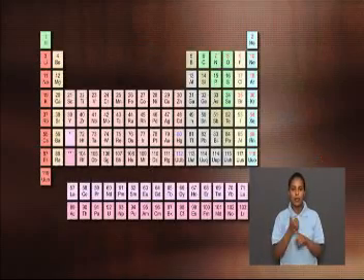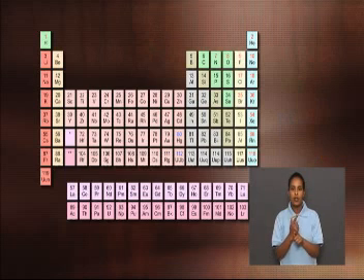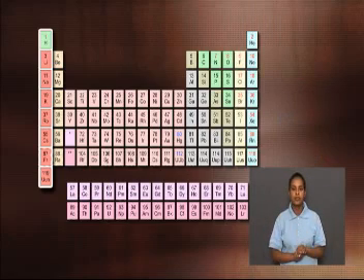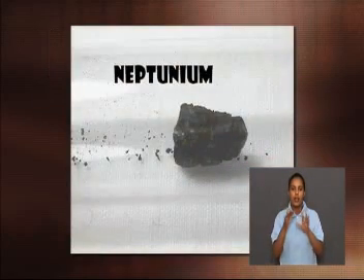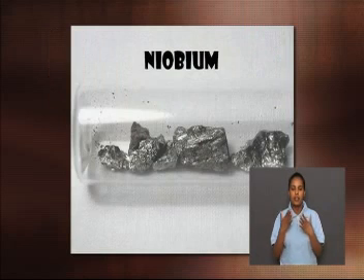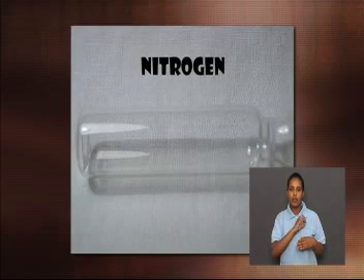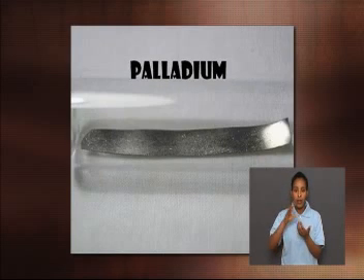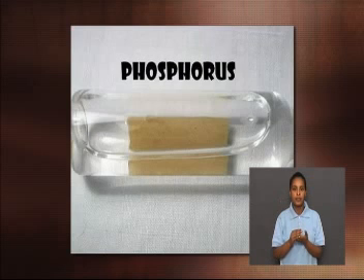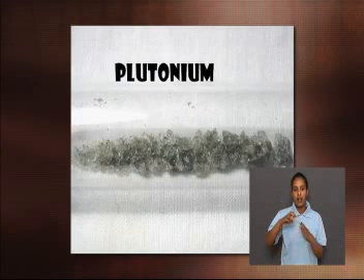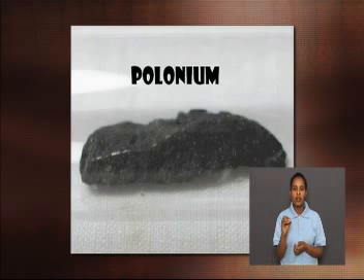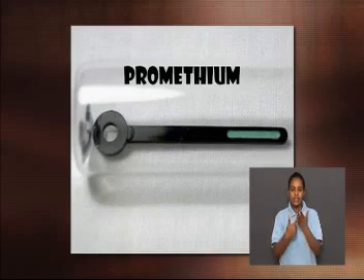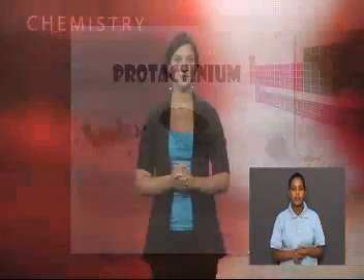Remember, students, metallic bonding occurs between elements on the left side of the periodic table. Metallic bonding accounts for many of the physical properties of metals, such as their strength, malleability, ductility, thermal and electrical conductivity, and luster. We will be talking more about this in our next lesson.